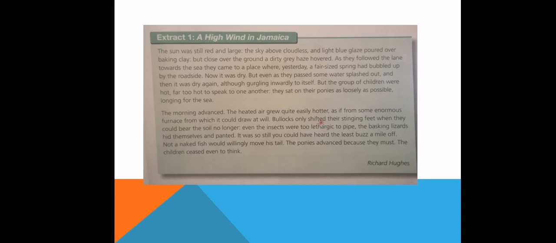So bullocks shifted on their stinging feet when they could bear the soil no longer. Bullocks are a male cow. So they were moving their feet. They were picking their feet up and putting them down because the ground was so hot and it was burning their feet.